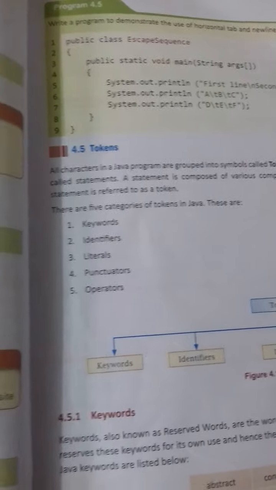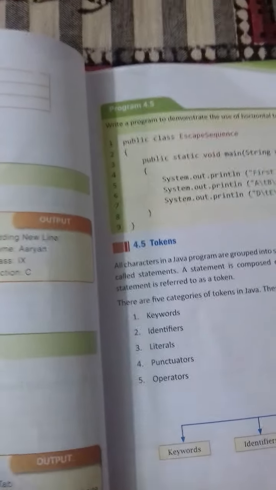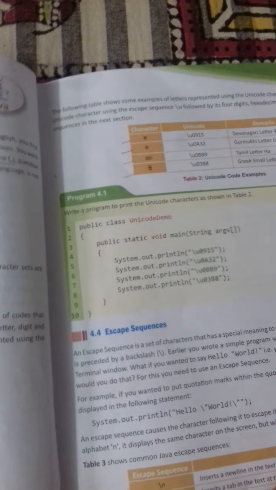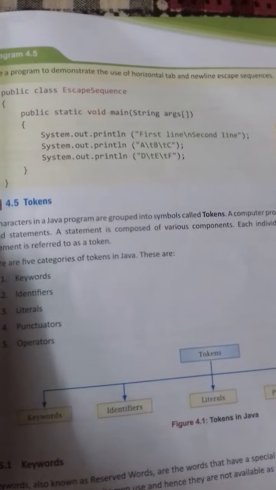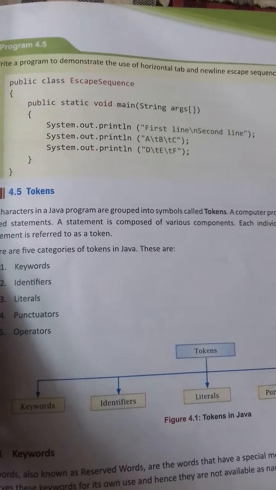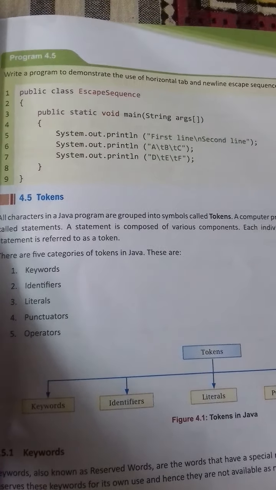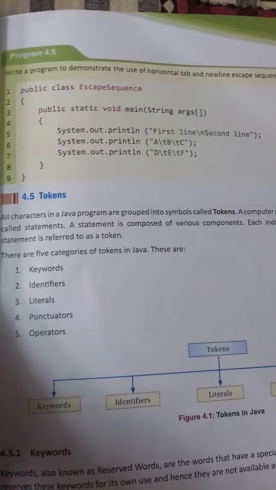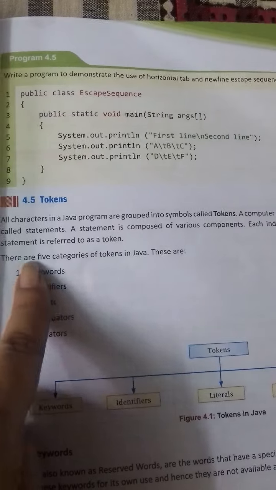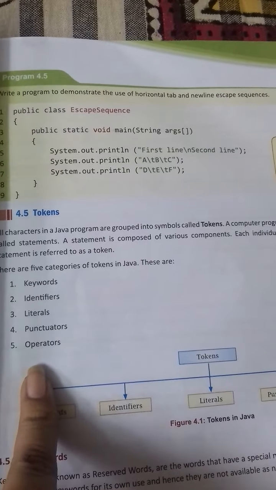Okay, so after this escape sequence, we have studied 3 points: ASCII character set, Unicode character set and escape sequence. So you should at least know the definitions of all. Now we are starting with tokens, and tokens are the heart of Java programming. You should know all the tokens and you have studied them in 8th standard also. Particularly there are 5 tokens.